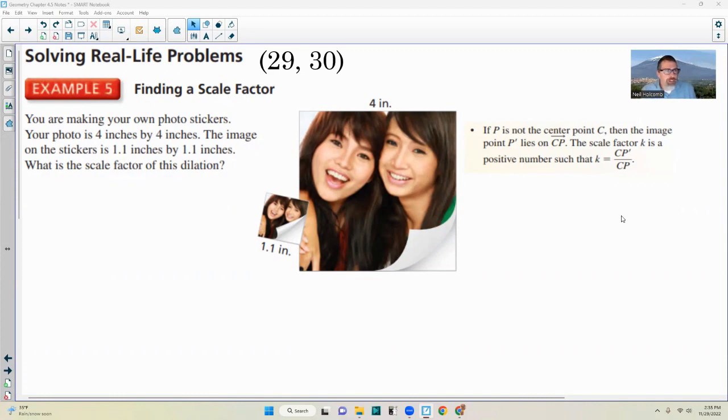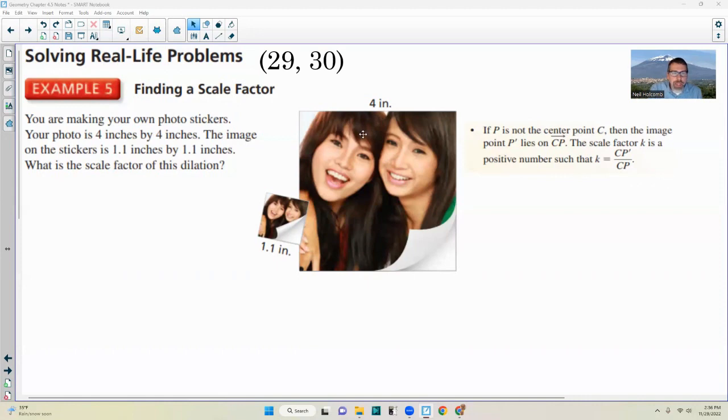But anyway, solving real life problems, finding a scale factor. Example 5, you're making your own photo stickers. Your photo is 4 inches by 4 inches. So this photo right here is the original 4 by 4. Its image on the sticker is going to be 1.1 inches by 1.1 inches. So it's this tiny little sticker that's smaller than the original.